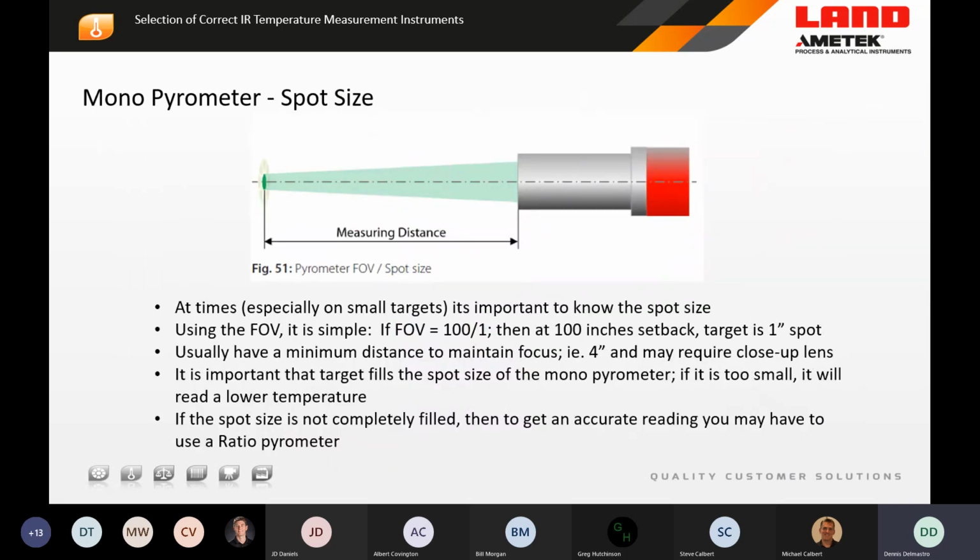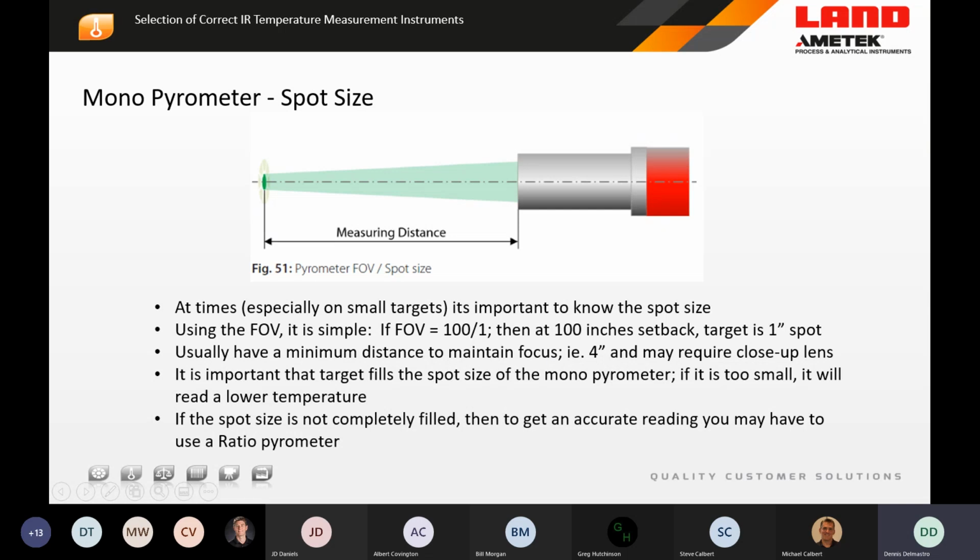An issue that comes up a lot of times is the spot size. We're receiving energy off the target. Now, especially if you have a small target, it's important that you know what the spot size is. Using the field of view, which is printed on everyone's literature, it's pretty simple. If the field of view is 100 to 1, then at 100 inches setback or distance, the target is a 1-inch spot.